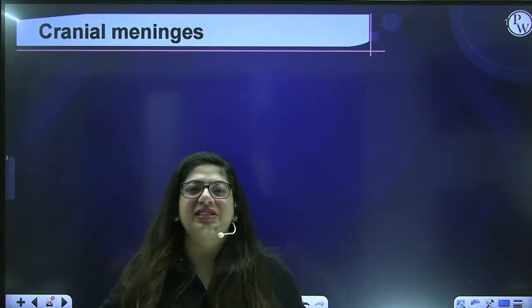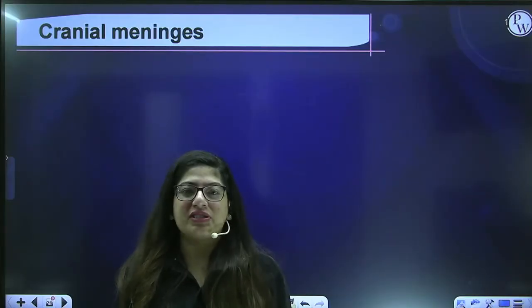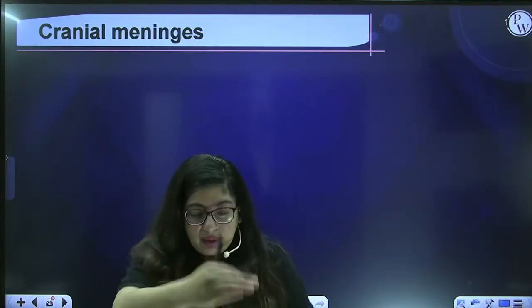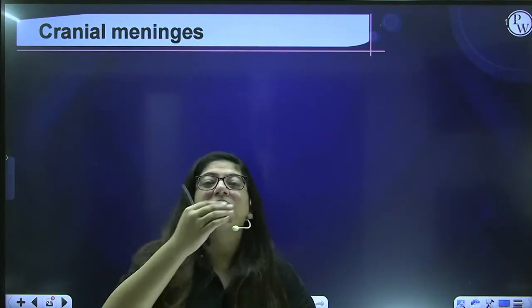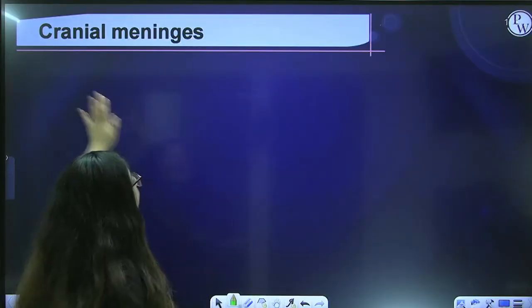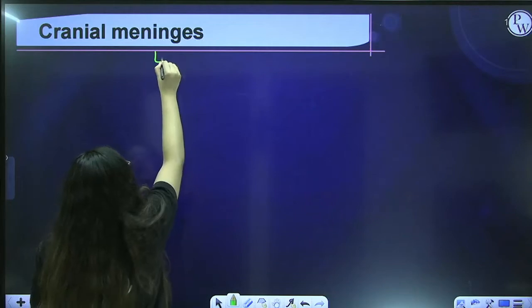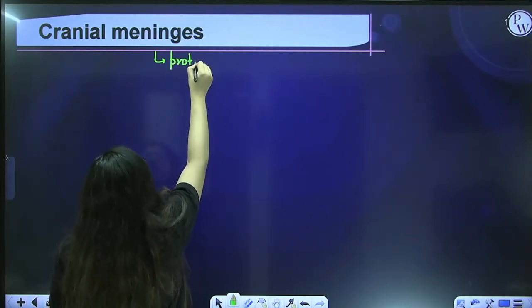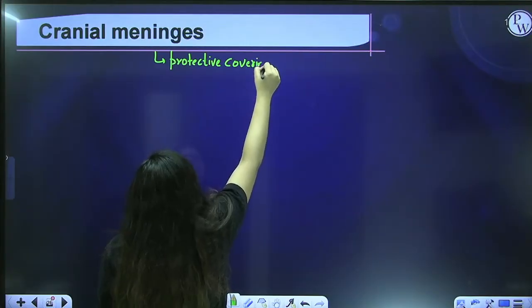Now what's present inside the skull? Straight away the brain is not present inside the skull. Rather, the brain is covered by certain protective coverings. You heard it right. The brain is covered by certain protective coverings. You call them the cranial meninges. Meninges are protective coverings. Cranial because they are part of the cranium, right? Okay, let me show you.